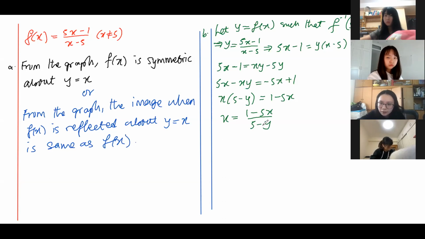What's that? 1 minus 5y, you wrote 5x. Oh, sorry. Maybe I didn't get enough sleep. That's what Callista is about to say. So this is y, this is y. Thank you.